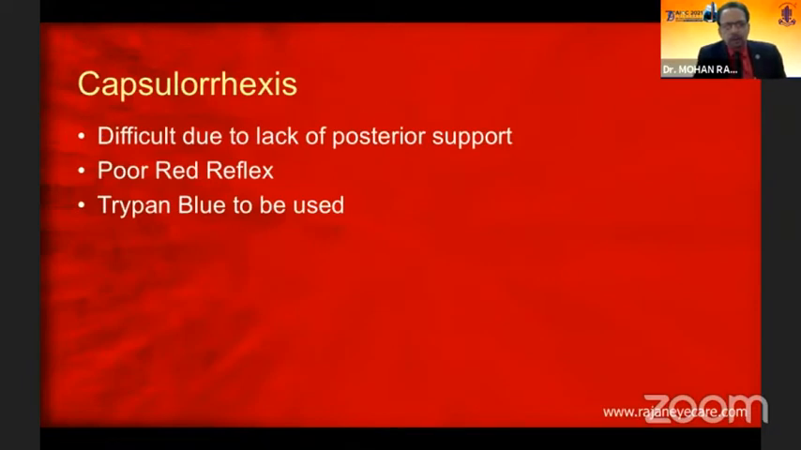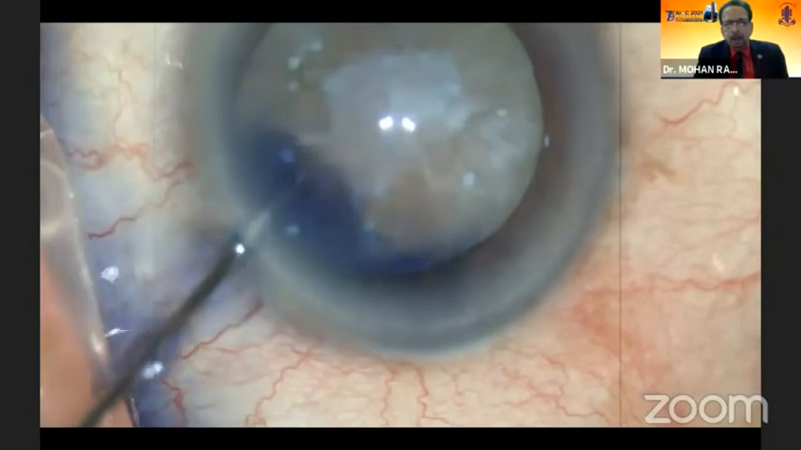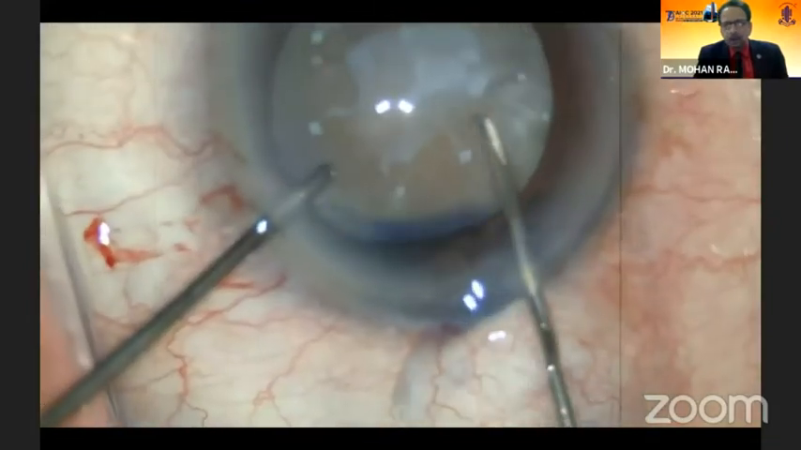Capsular rhexis is difficult due to lack of the posterior support. Poor red reflex: sometimes you can have vitreous hemorrhage in post-vitrectomized eyes also. The red glow is not as good as in a normal eye. Trypan blue may be used. Only thing is, if you use trypan blue, don't use it under air, and use a little bit. Don't keep it for a long time. What happens is trypan blue goes inside and produces a blue glow. Instead of a red glow, you'll get a blue glow.